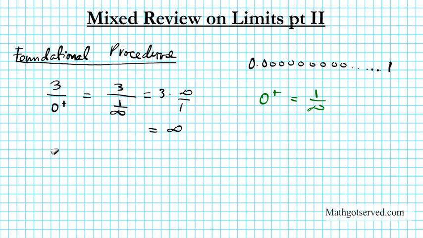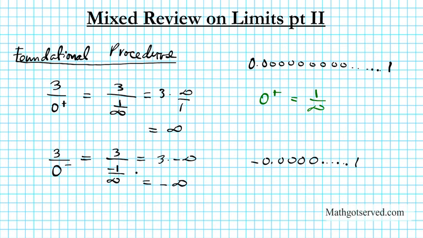Now what if I had 3 divided by 0 from the left? What is 0 from the left? It is negative 0.000001, an infinitely small negative number. How can I express that using infinity? It is basically 3 divided by negative 1 over infinity, just the opposite of that. So this is equal to 3 times negative infinity, which equals negative infinity.